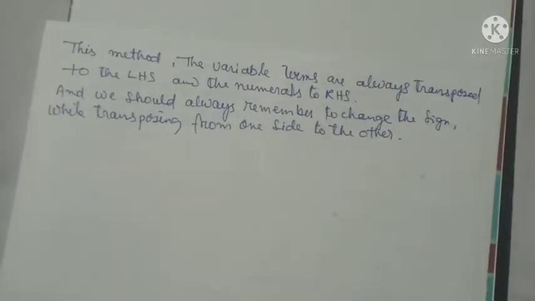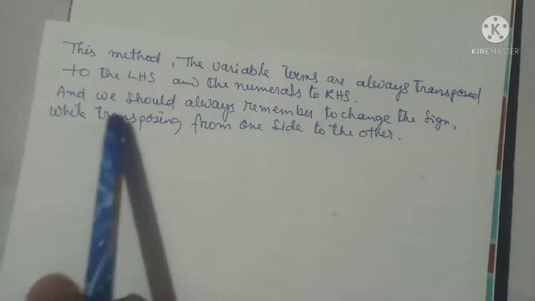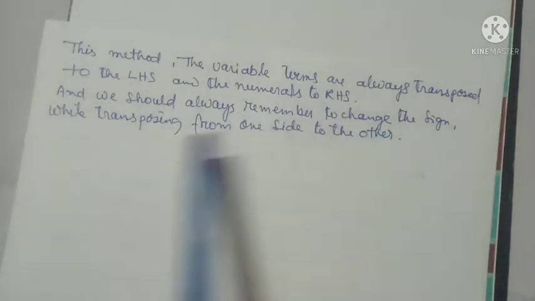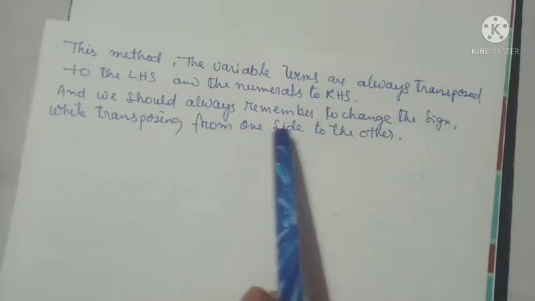In this method, the variable terms are always transferred to the left hand side and the numeral terms to the right hand side. In this transposition method, we usually transfer the variable terms to the left hand side and the numerals to the right hand side. And we should always remember to change the sign while transposing from one side to the other.